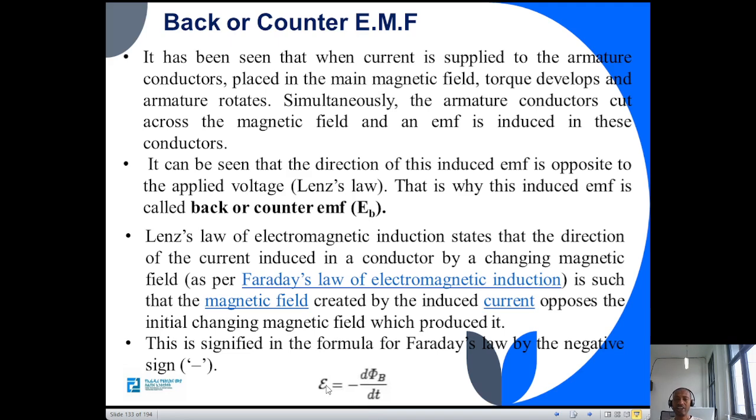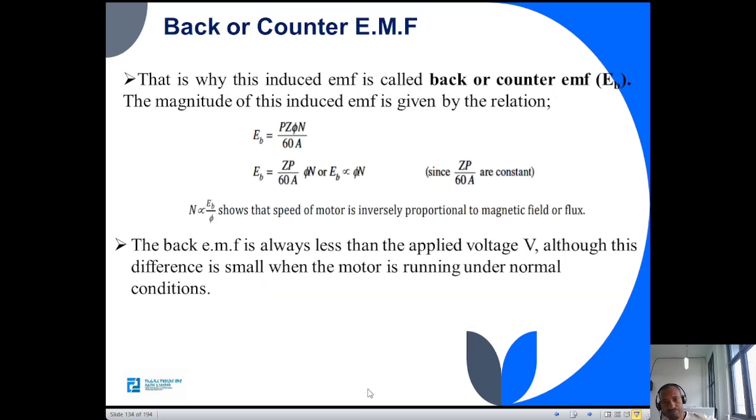It is called back or counter EMF in a motor, especially in a DC motor. So from the voltage equation we produced previously, we said simply E induced. Now when we talk about a motor, it is usually back or counter EMF. Now we named it EB, and the equation is the same, nothing is changed.